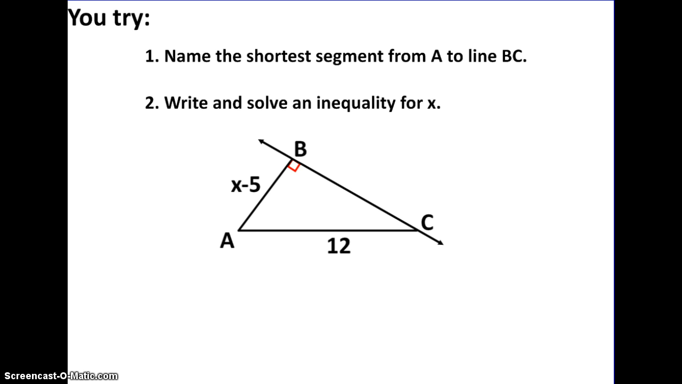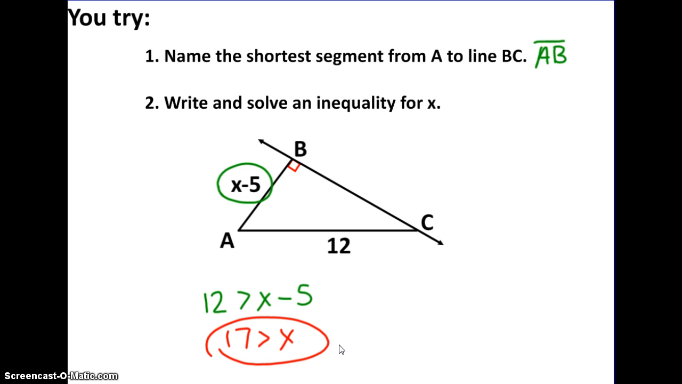Alright, so it says name the shortest segment from point A to line BC. Well, the only line that goes from point A to line BC and is perpendicular is line AB. And then it says write and solve an inequality for x. Well, we know x minus 5 is the shortest distance, so 12 is greater than x minus 5. So we can add 5 to both sides by the addition property, and I'm going to get that 17 is greater than x. Another way you can write this is x is less than 17. Either one of these is acceptable.